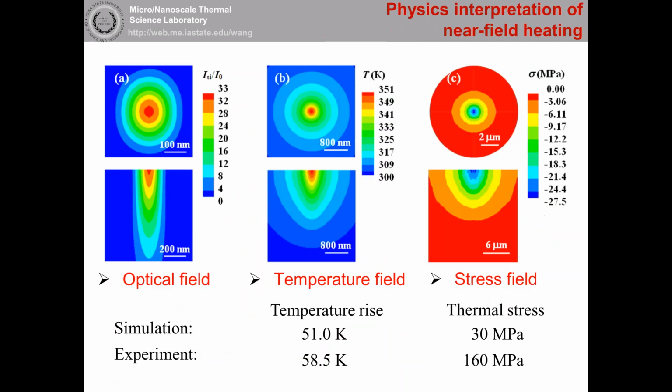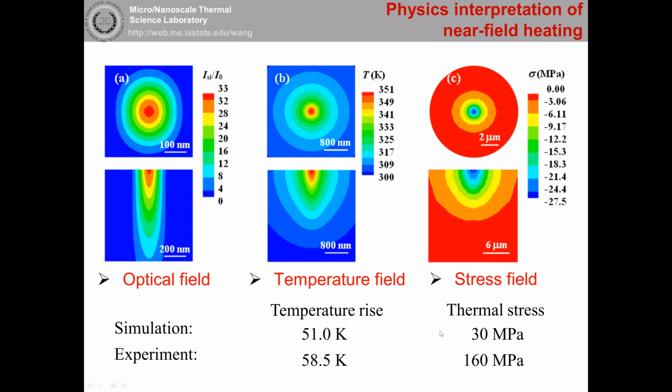So we did the simulation. This time we simulate the optical field, then use the optical field as the heating source and solve the temperature field. And then we use the temperature field to solve the stress field, because whenever you have a local temperature distribution that is not uniform, you will have stress. The simulation gives a temperature rise of 51 Kelvin, and our experimental measurement is 58.5. It's really close. It cannot be identical. If identical, it's wrong, because the simulation and the experiment are totally different, using different ways.